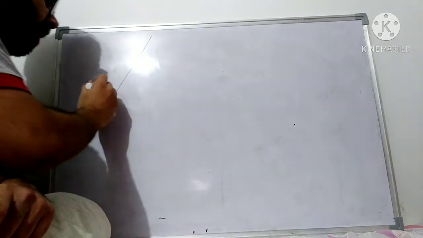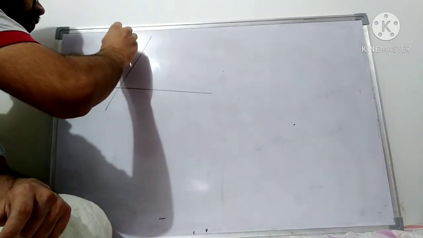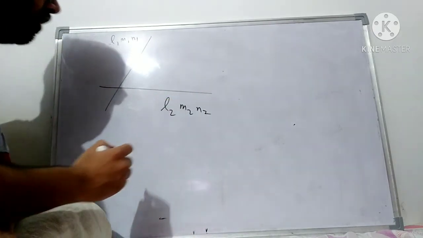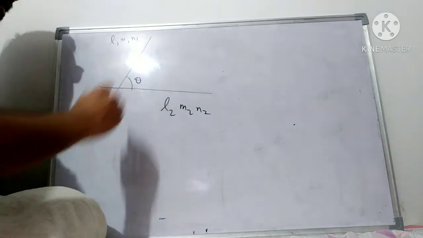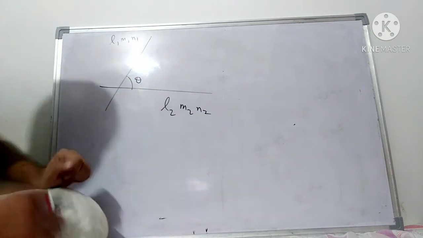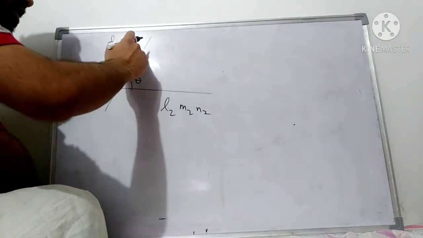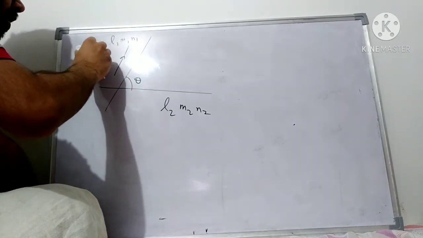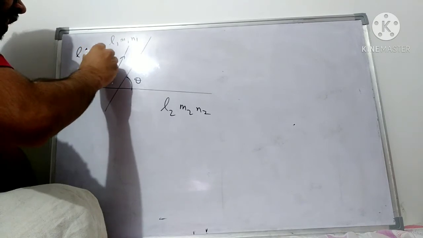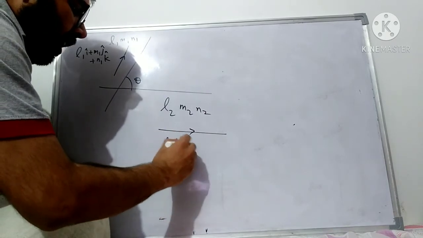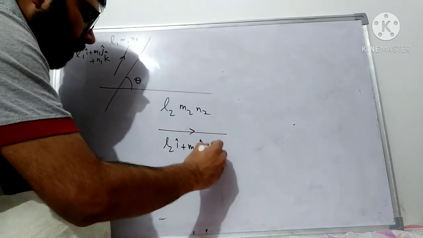Now the other thing that comes is how do I derive the relation. Suppose we have L1, M1, N1 as the direction cosines for this line, L2, M2, N2 as the direction cosines for this line, and we have angle theta between them. So how do I find the relation between theta and the direction cosines of the two lines? The unit vector parallel to this line will be L1 i cap + M1 j cap + N1 k cap. Similarly, the unit vector parallel to this line will be L2 i cap + M2 j cap + N2 k cap.